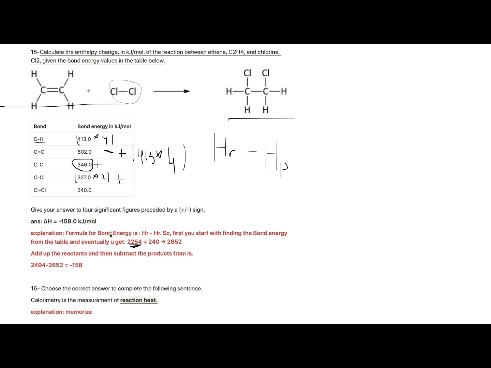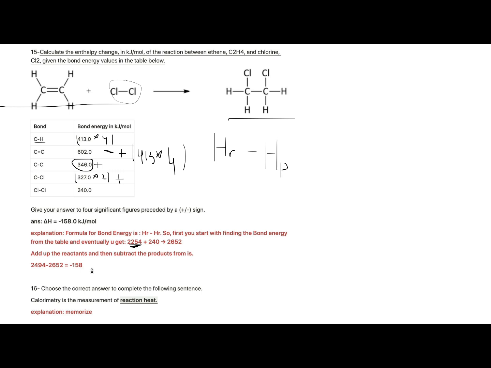And for the reactants, after you add these two together, you get 2494. So you get 2494 minus the products, which is 2652. And after you subtract those two, you get negative 158.